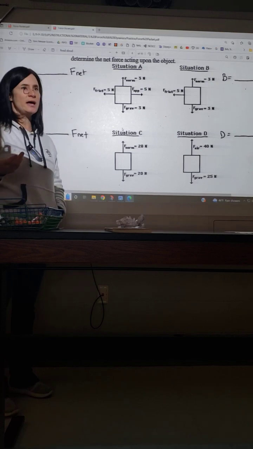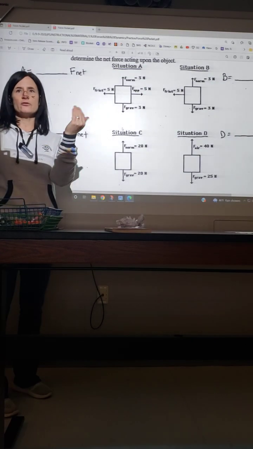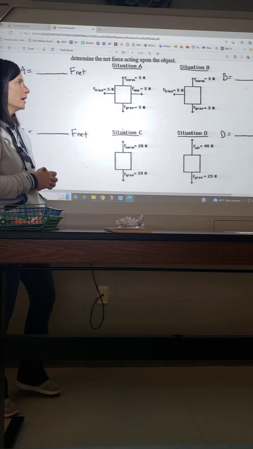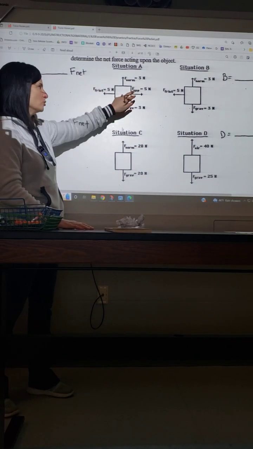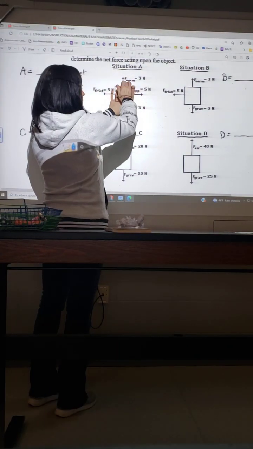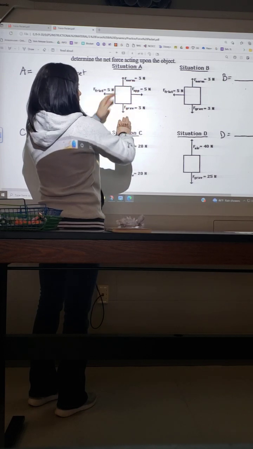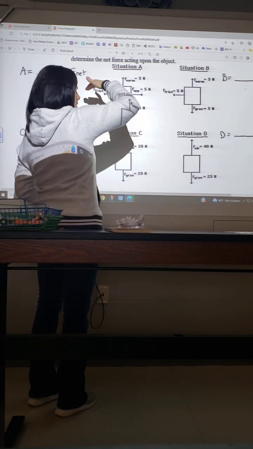So just like what I said, I'm either going to look horizontally first or vertically, and it doesn't matter which one, but you have to pick one of those. So don't go, I'm going to look here and here, or here and here. Look vertically or look horizontally.